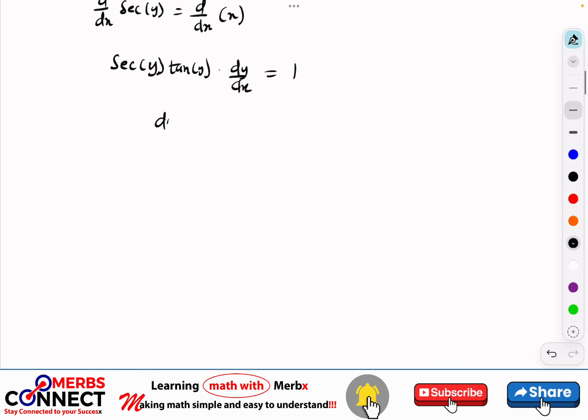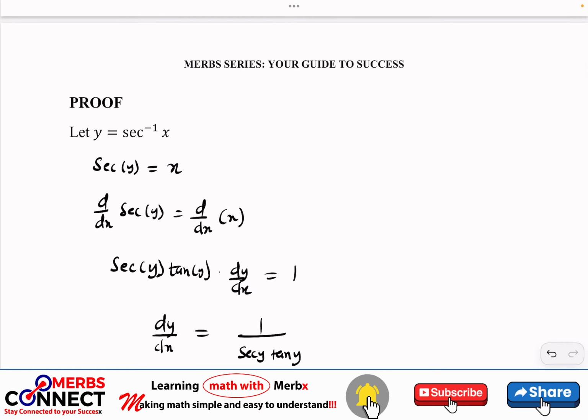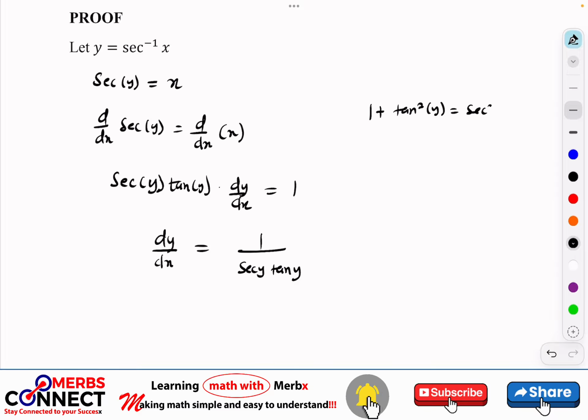So now let's find dy over dx by dividing through by secant y and tangent of y. Now let's look at what is here. We can see that our function is in terms of secant already, so we don't have trouble with this because we know that we can replace secant of y by x. But the only problem here is the tangent of y. So we need to look for the trig identity which involves tangent. And we know that 1 plus tangent squared of y is equal to secant squared of y.